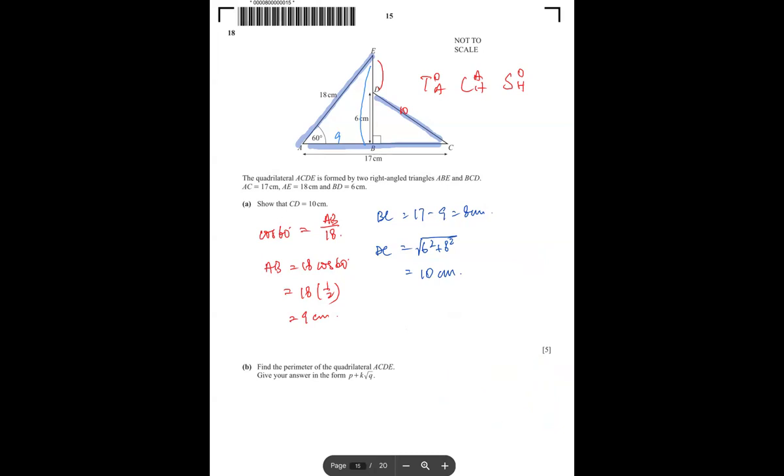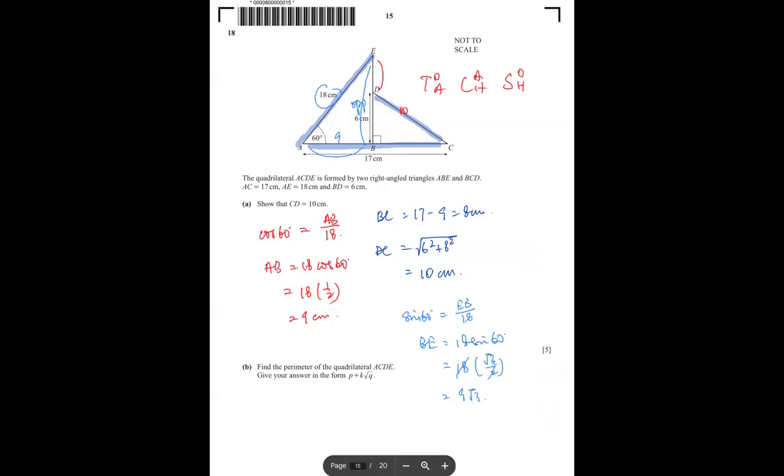Okay, so BE is the opposite side. You have the hypotenuse. In fact, you also have the adjacent, so you can use any trigo function you want. I'm going to use sine. So sine 60 degrees is opposite, so EB over hypotenuse 18. So BE is 18 sine 60. Sine 60 is root 3 over 2. Cancel. This is 9 root 3. So look, a bit faster.